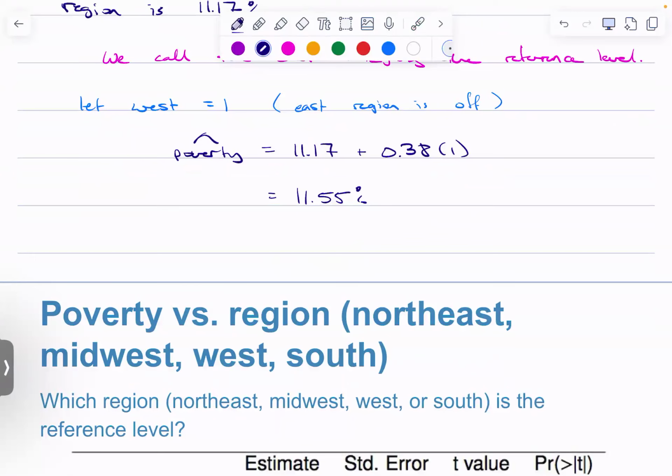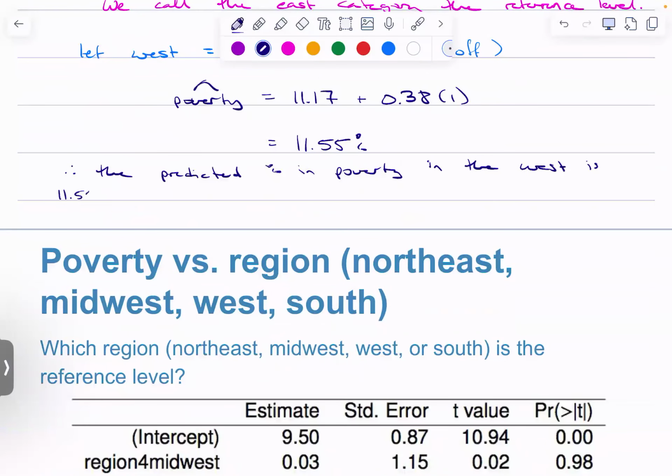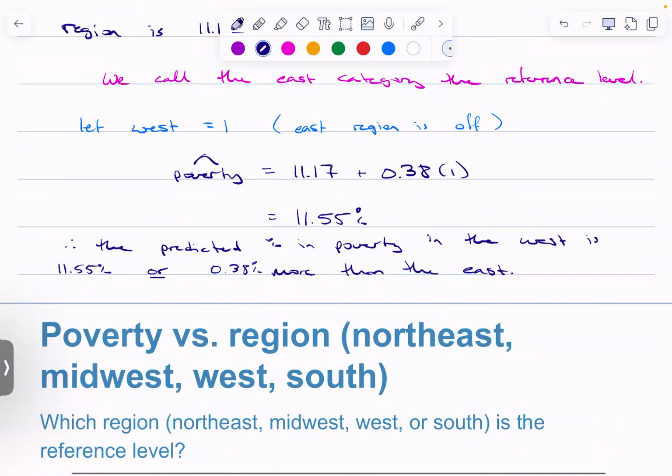And so therefore, the predicted percent in poverty in the West is 11.55%, or 0.38% more than the East, because the East is the reference level, and all the other components are just relative to the reference level.